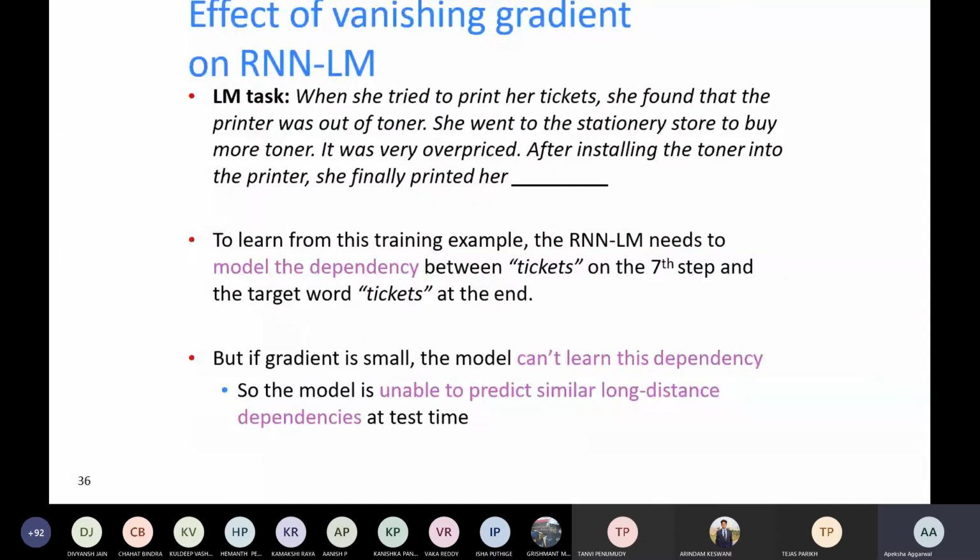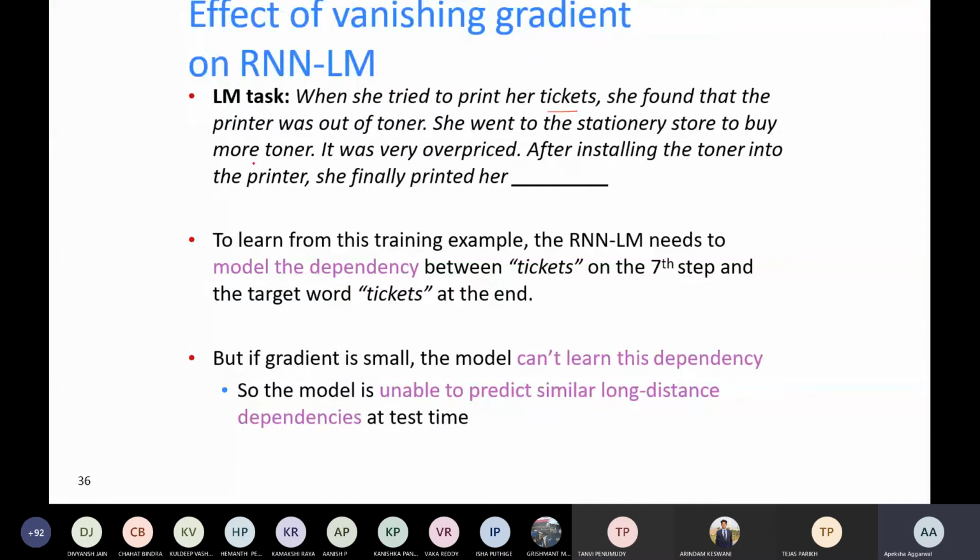For example, they have given a text. So when she tried to print her tickets, she found that printer was out of toner. Now she is talking about tickets, that she found that a printer was out of toner because she wanted to print the ticket. She went to stationery store to buy more toner. It was overpriced. Why she went? Because she wanted to print the ticket. Okay, so ticket is important thing in this sentence.